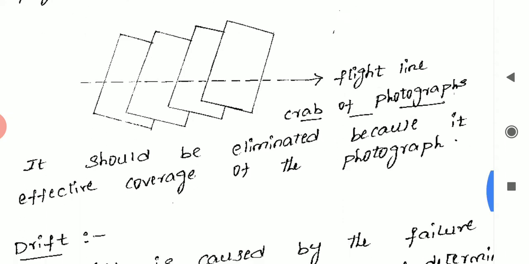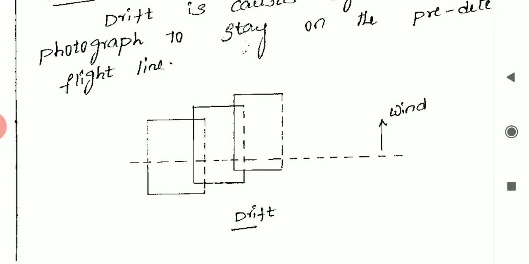Next is drift. Drift is caused by the failure of the aircraft to stay on the predetermined flight line. It is called drift.